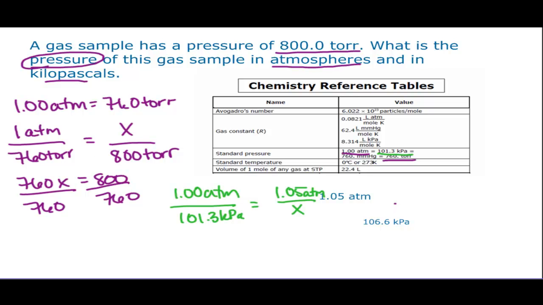Now it will work exactly the same way if we do our torr and kilopascal. If we see that 760 torr equals 101.3 kilopascals, see that's here, we can set that up as a fraction and cross multiply and we will still get 106.6 kilopascals. So there's your pressure conversion. We will do some practice problems in class.